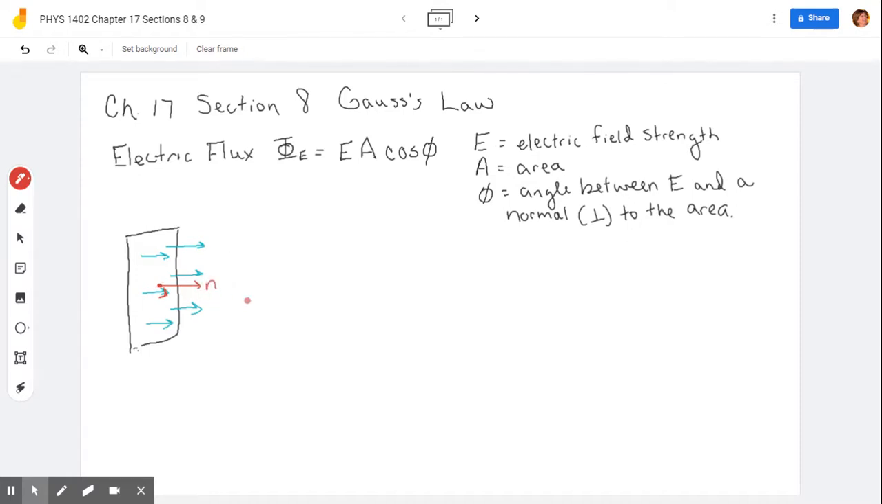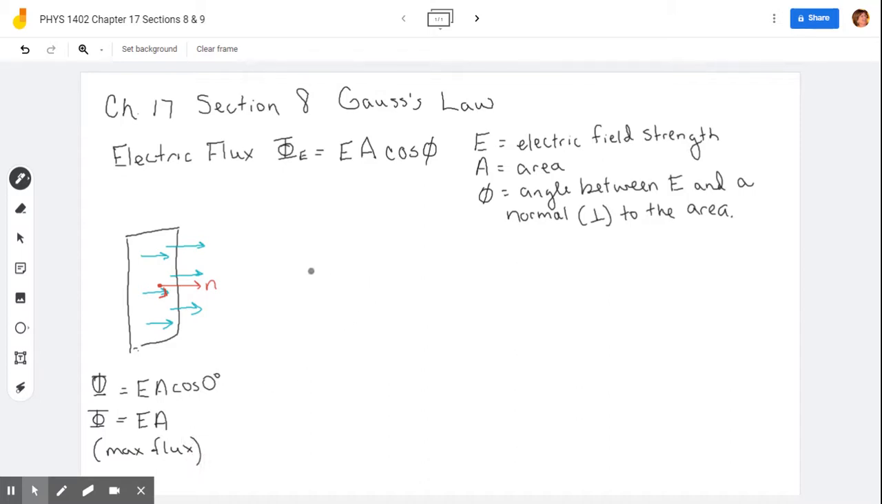In this case, the normal segment points in the same direction as the electric field. So our flux would simply be the electric field strength times the area times cosine 0. We all know cosine 0 is 1. So in this case, it's just E times A. This is kind of the maximum flux orientation, if you want to think of it that way.